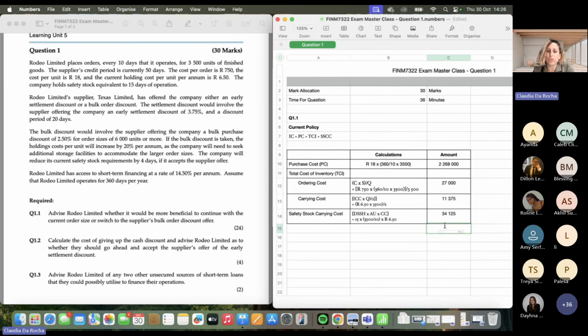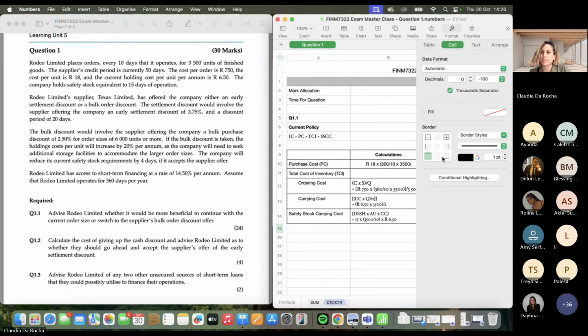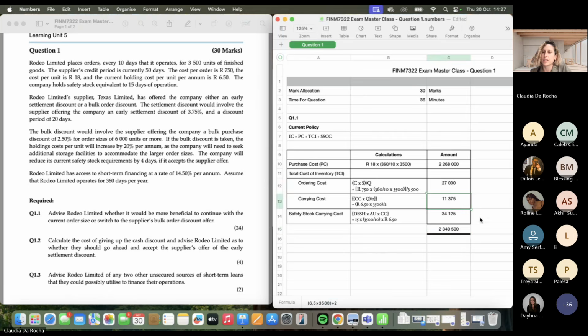Then we add this all together, and that gives us the total inventory cost for the current policy. Let's now move on to the proposed policy.